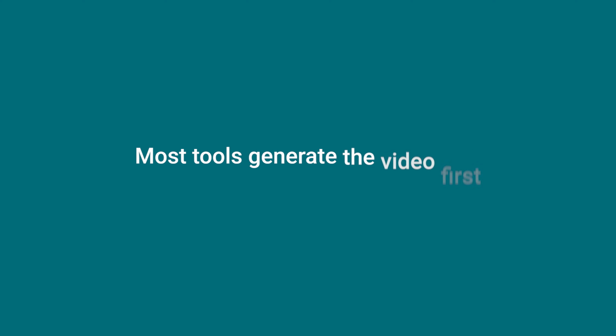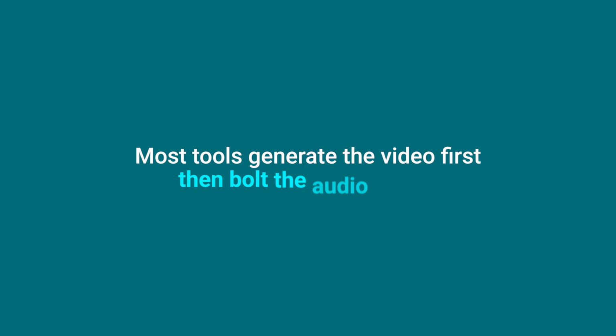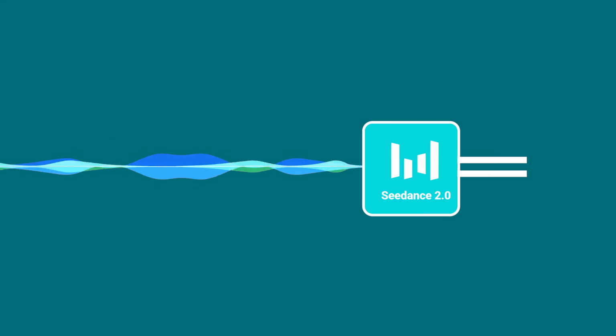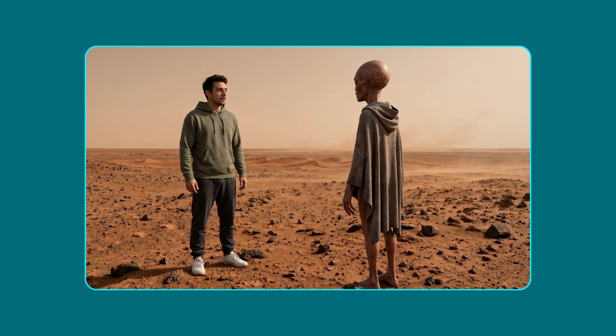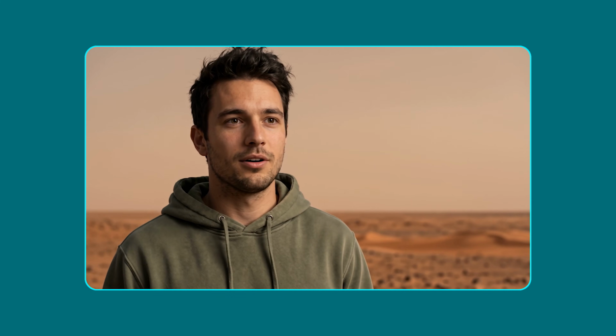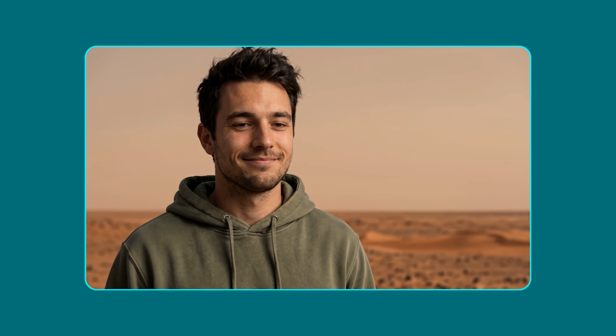See, most tools generate the video first, then bolt the audio on top. But Seedance 2.0 processes both at the same time in the same generation. That's why everything sounds like it actually belongs in the scene. And the native audio sync ensures that the lip sync is perfect on the first try.